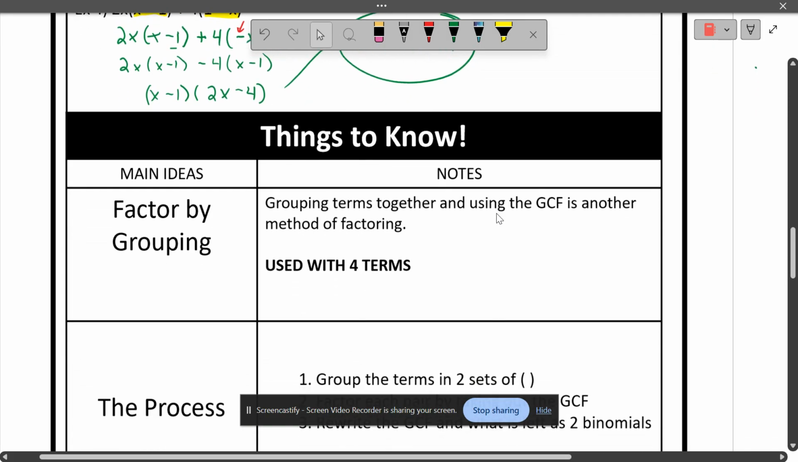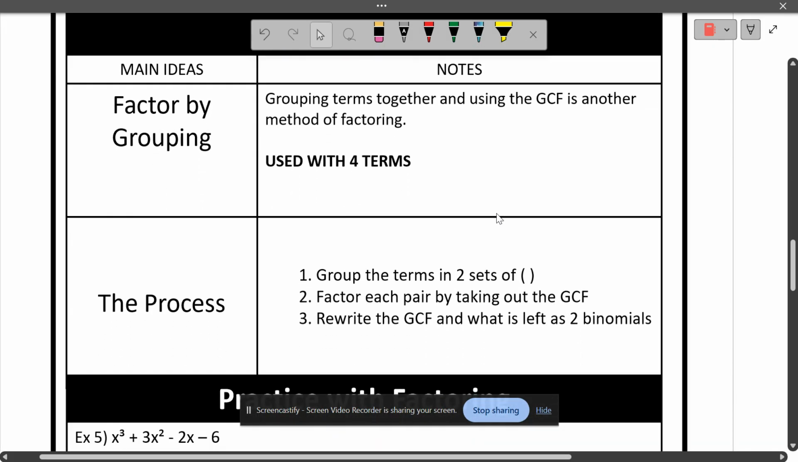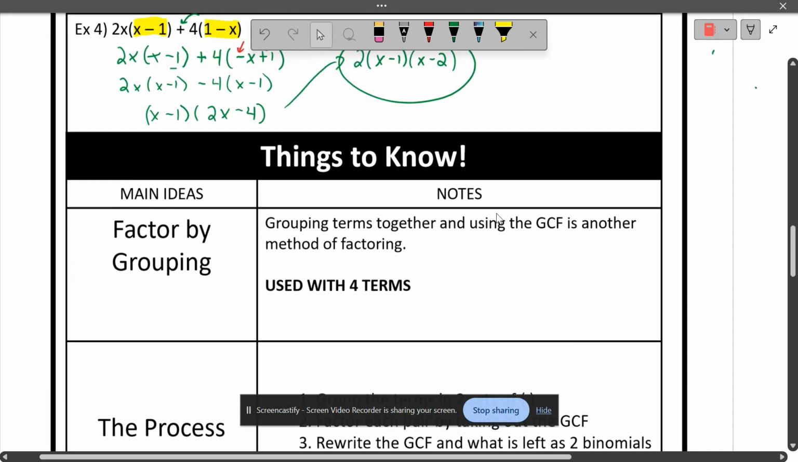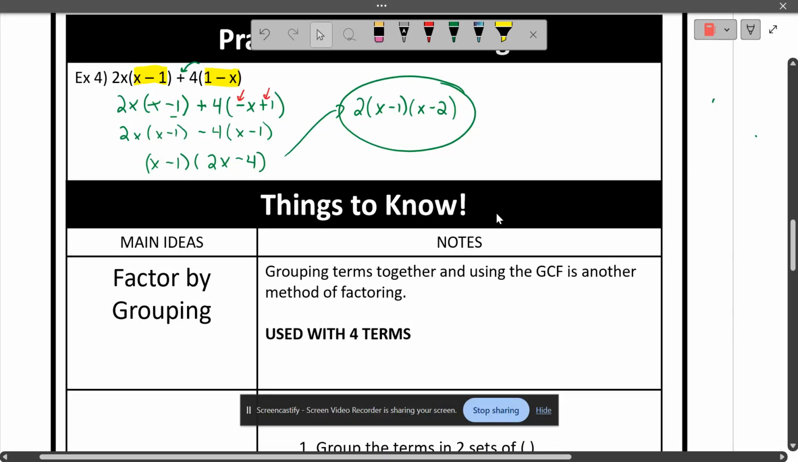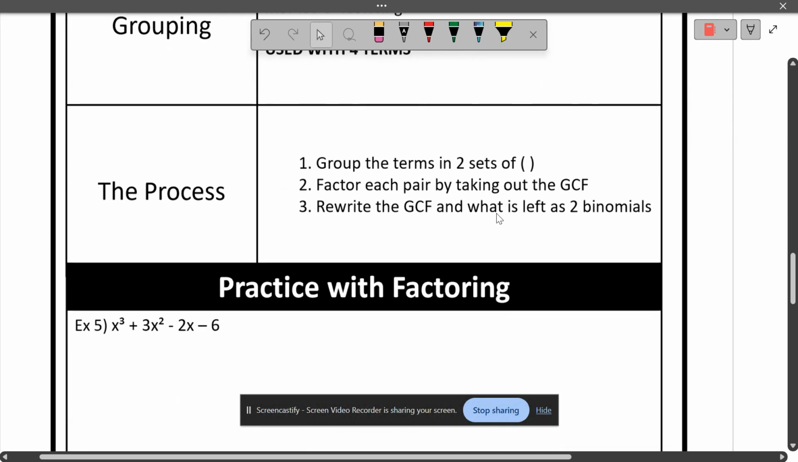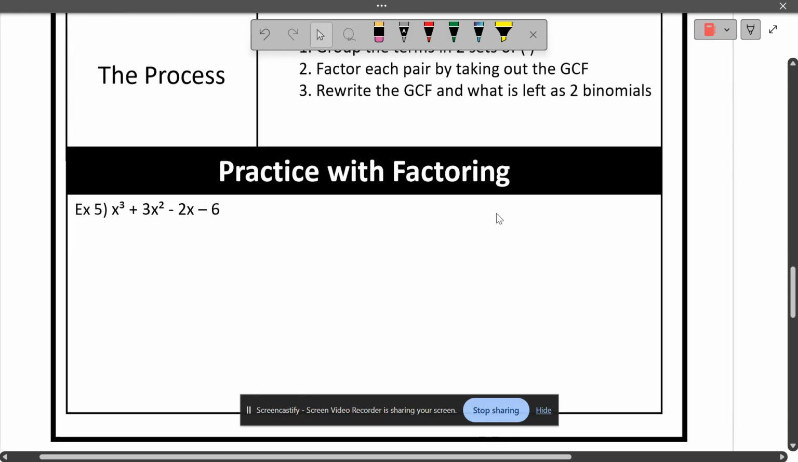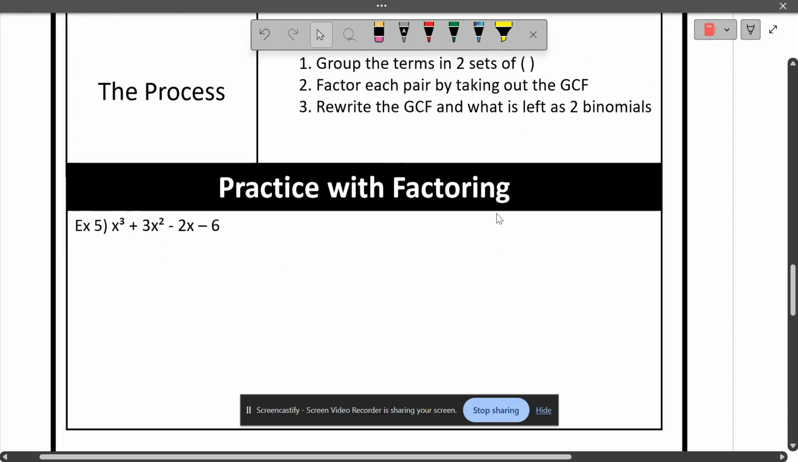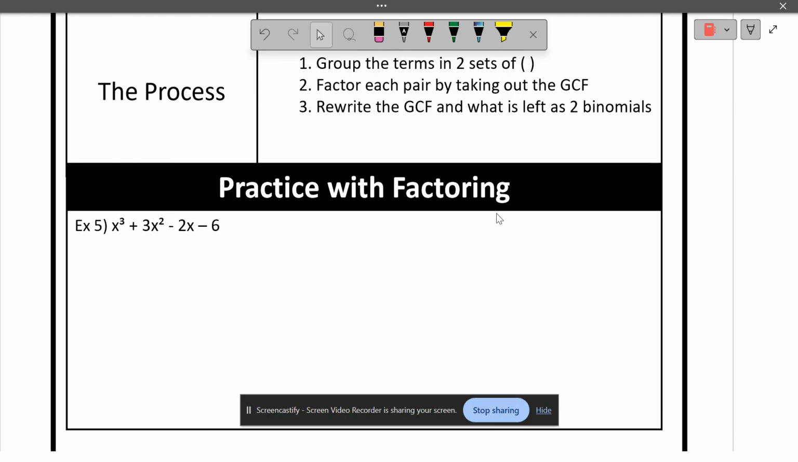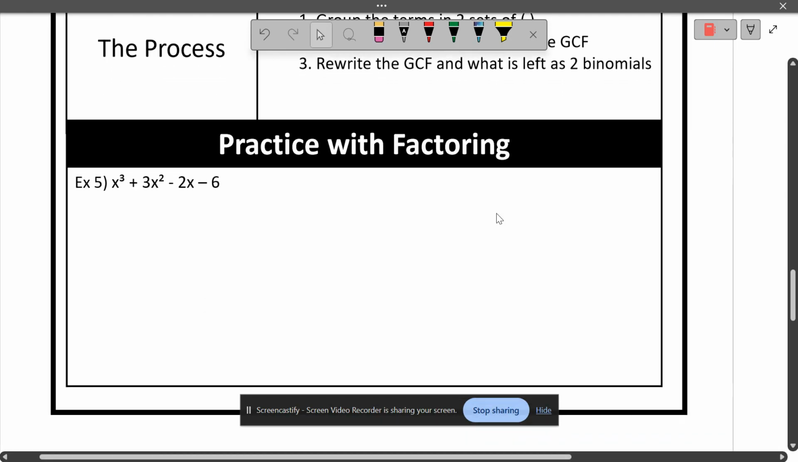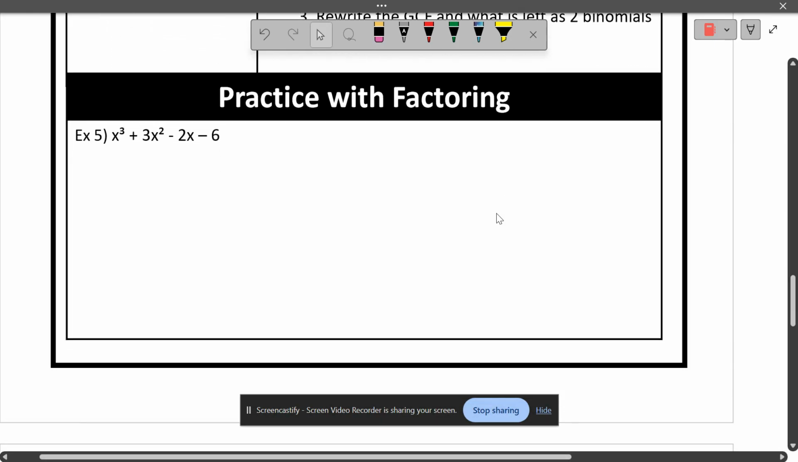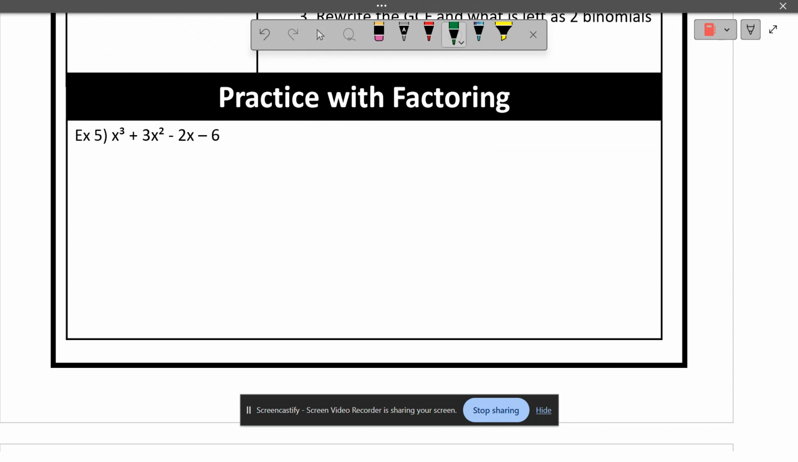Factor by grouping. This is grouping terms together and using GCF with 4 terms. So if you take a look at example 4, very similar, examples 3 and 4, to what you're going to do with factor by grouping. We're going to work with grouping the terms in sets of two, factor each pair by taking out a GCF, and then rewrite the GCF, and what is left is 2 binomials.